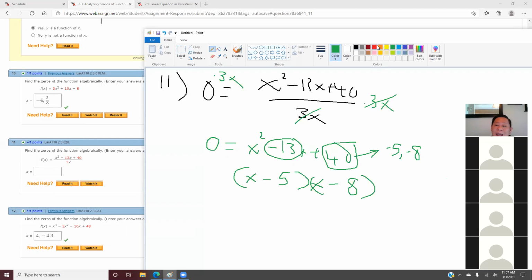So can someone tell me what is the x answer in this case? 5 and 8. Not negative. You have to make all this equal to 0. So x in this case is 5 and 8.